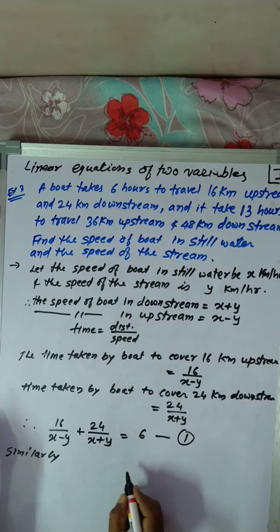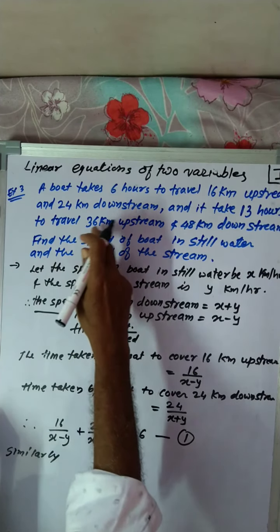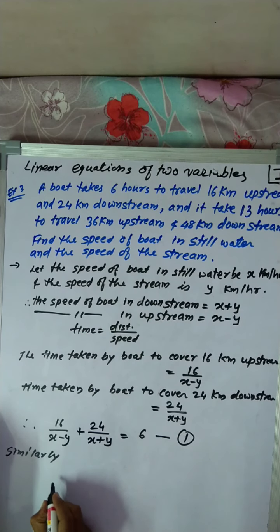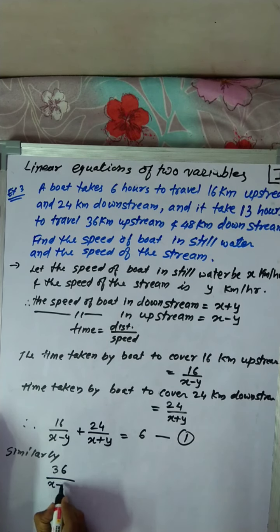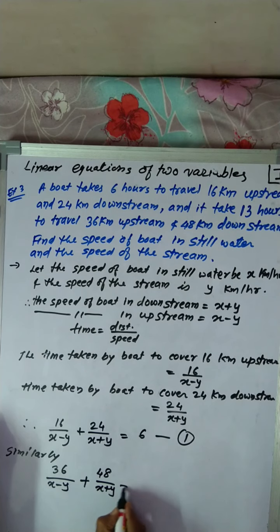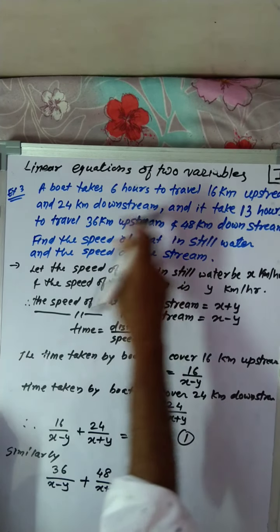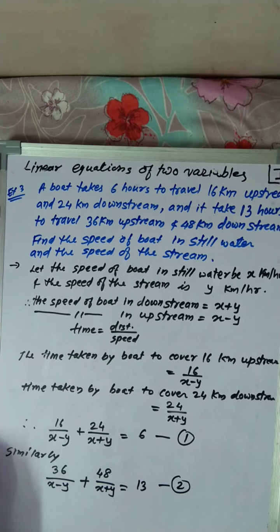We get the second equation from this second condition, that it takes 13 hours to travel 36 kilometers upstream and 48 kilometers downstream. That means 36 kilometers upon the speed of the upstream, x minus y, plus 48 upon x plus y. The time taken is 13 hours. Let's get the second equation.